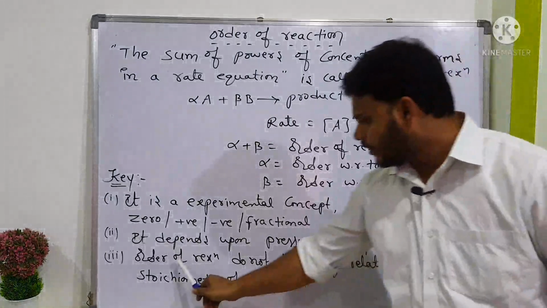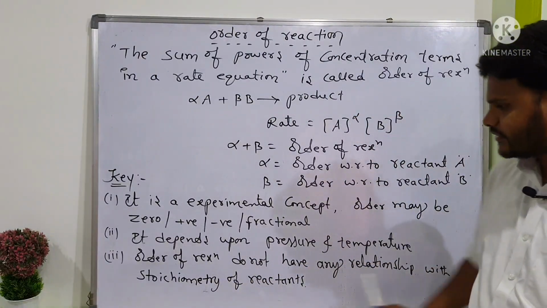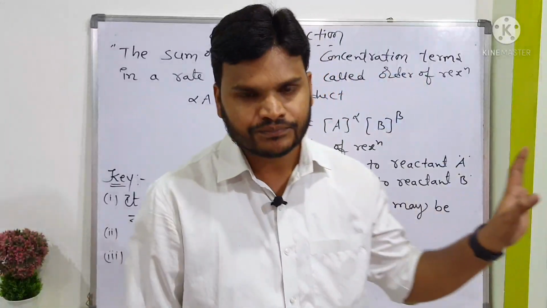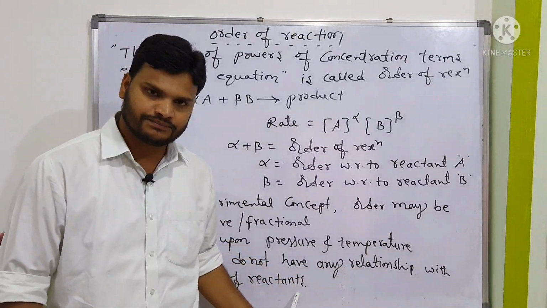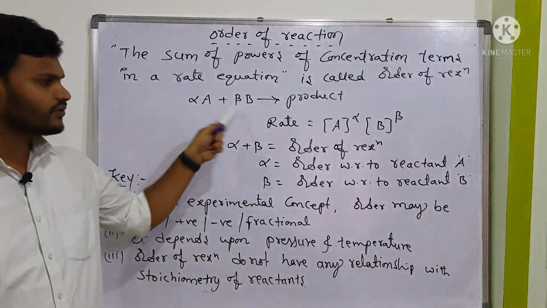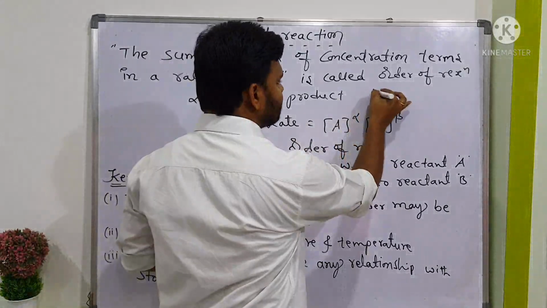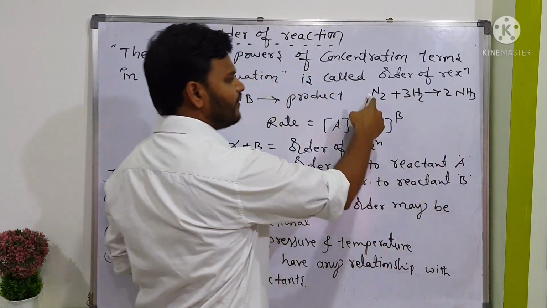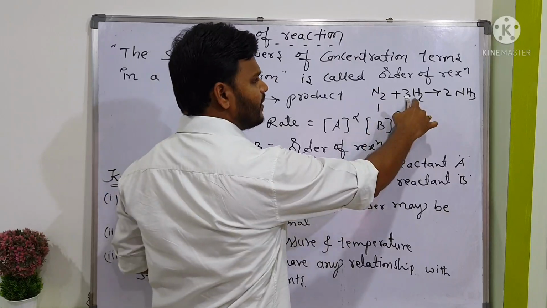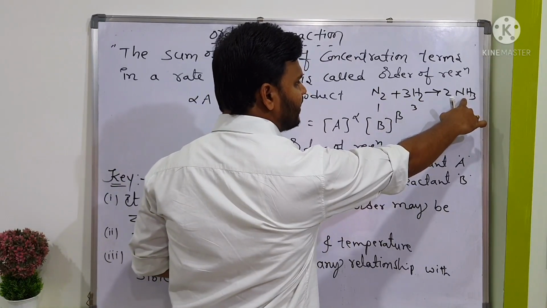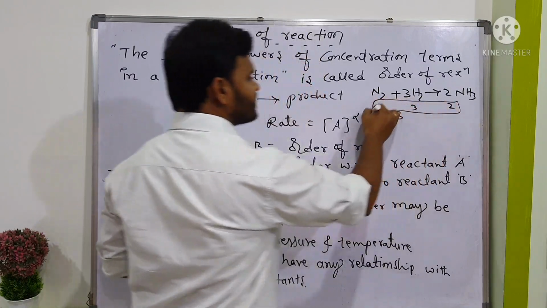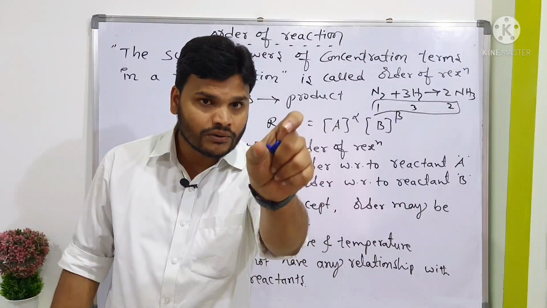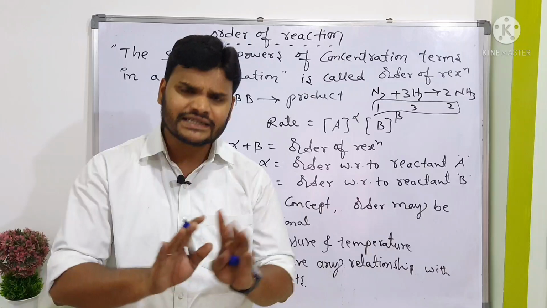Next, order of reaction does not have any relationship with the stoichiometry of reactants. This is a very important point. Here we have alpha and beta as stoichiometry. Suppose I take N2 plus 3H2 gives 2NH3. What is the stoichiometry of N2? 1. Of H2? 3. Of NH3? 2. These are the stoichiometric coefficients, but you need to notice that order of reaction does not have any relationship with stoichiometric coefficients of reactants. Is it clear, my dear students?